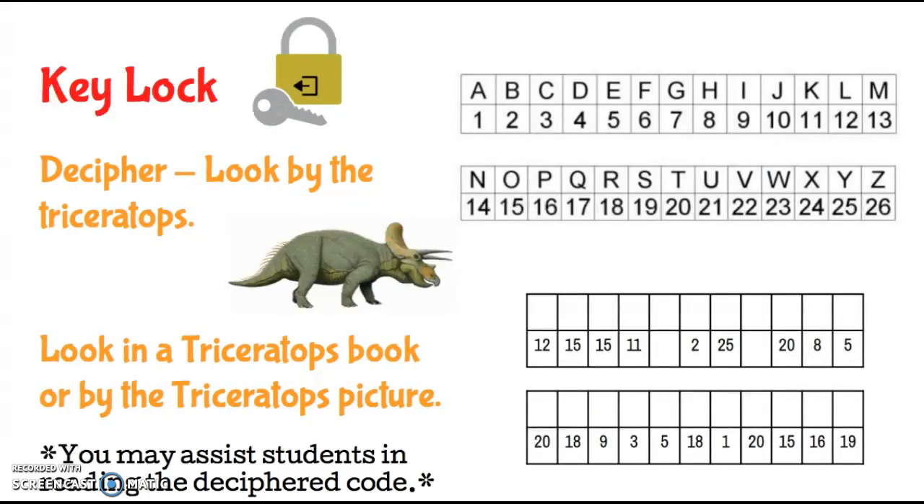For the key lock, this puzzle is printed out, as well as either having a picture of the Triceratops around the room somewhere or a Triceratops book that has a key taped inside. So they have to use the code here to find out that it says look by the Triceratops.